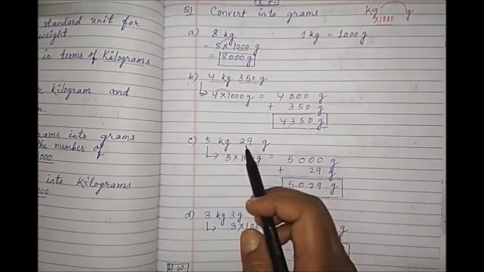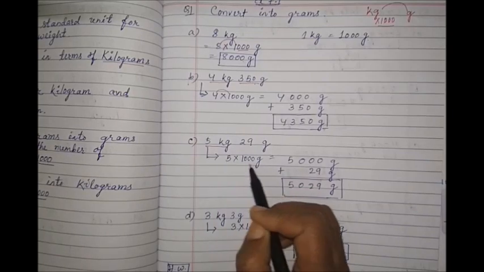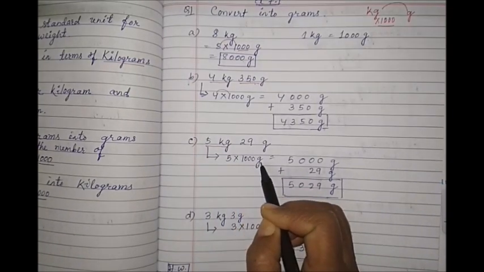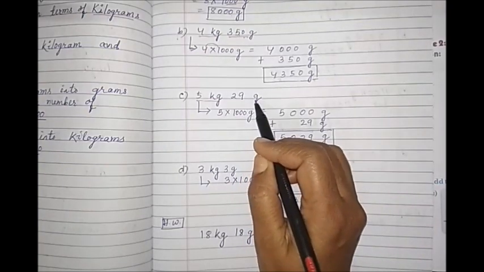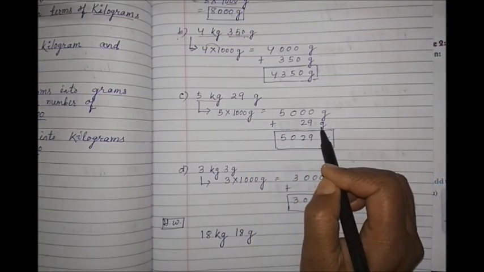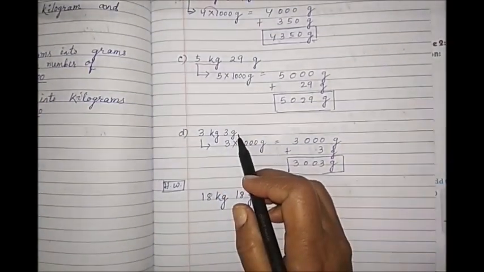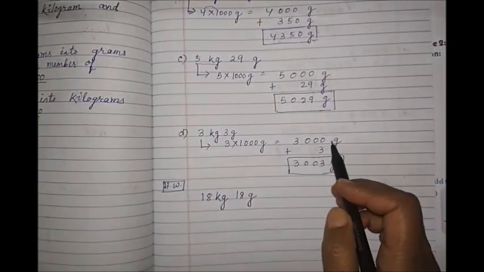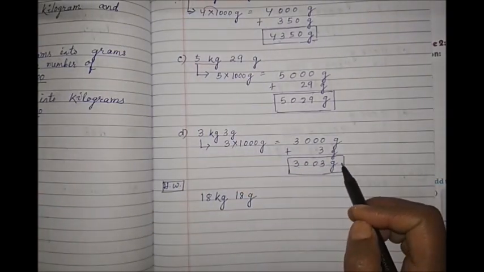Next, 5 kilogram 29 gram. It is in kilogram form, so we have to change it into gram. 5 multiplied by 1000 gram, 5000 gram, and 29 is already in gram form, so just add 29 here, it is 5029 gram. 3 kilogram 3 gram. 3 kilogram is equal to 3000 gram plus this 3 gram, it is 3003 gram.